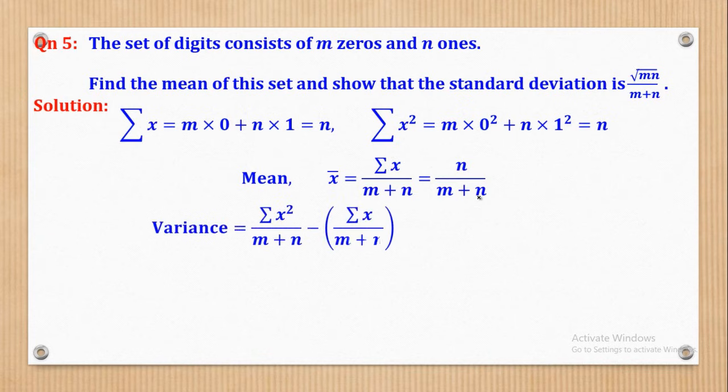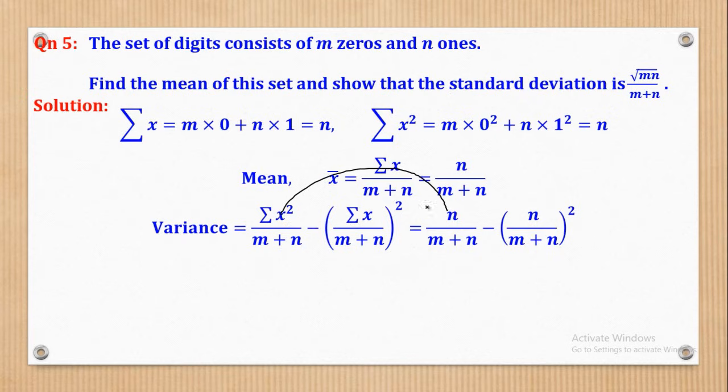That was mean. What about variance? So variance, we are going to first get variance, because we already know that standard deviation is square root of variance. So after getting variance, we can just put a square root, and that will be our standard deviation. So variance is the same as summation of x squared over the total number of data values, which is m plus n in this case, minus the mean squared, which is already here. So I'll come and substitute.